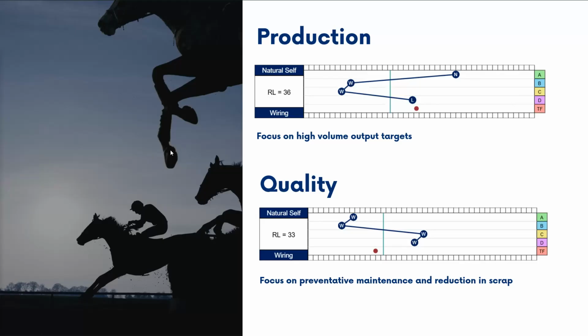You also have the quality team. The quality team is the opposite, as you can see from the production team. They're focused on preventative maintenance and reduction in scrap. And how they do that is really the essence of the challenge. They do that by depending on when a defective part is noticed, how fast can they take that, analyze that, and then stop production so no more parts are being produced.